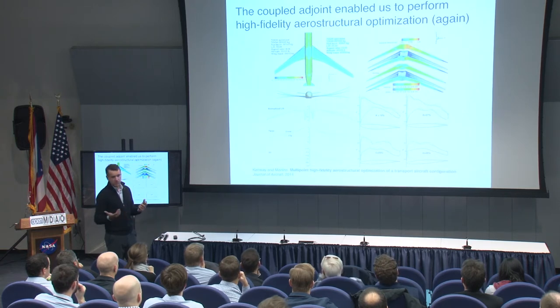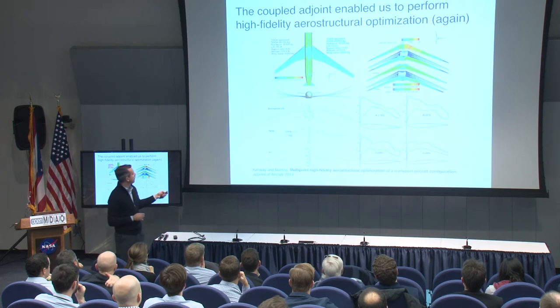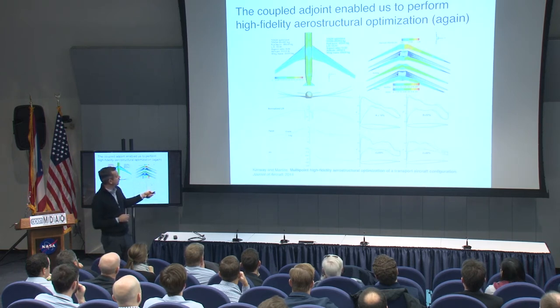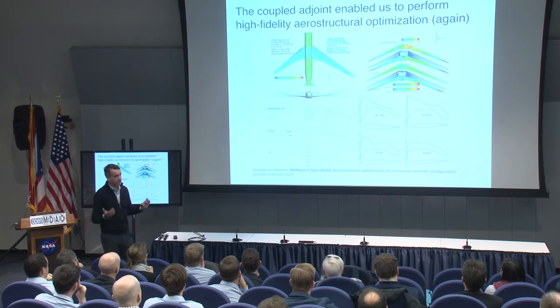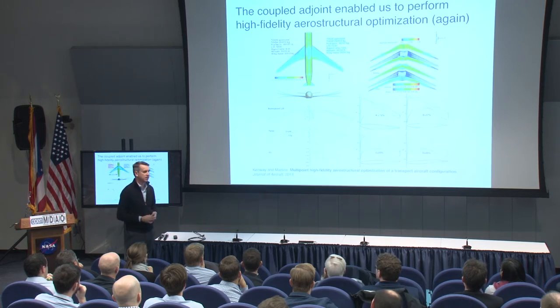So this is an optimization of the common research model where we are minimizing, on this side, takeoff gross weight, and minimizing fuel burn, with planform variables and sizing variables, about 1,000 variables, including both structural sizing and aerodynamic optimization. So really a high fidelity optimization of unprecedented scale, again, enabled by the coupled adjoint.